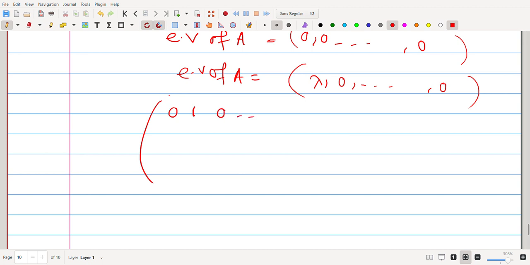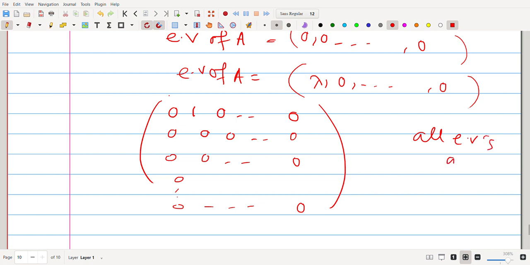So in particular, I can take this matrix: 0 1 0 and all the other rows are 0. This is an upper triangular matrix, so the diagonal entries are the eigenvalues, and all eigenvalues are 0, but this matrix has rank 1. So C and D both are false, and 1 1 1 1 1 is clearly not an eigenvector. So C and D are false.